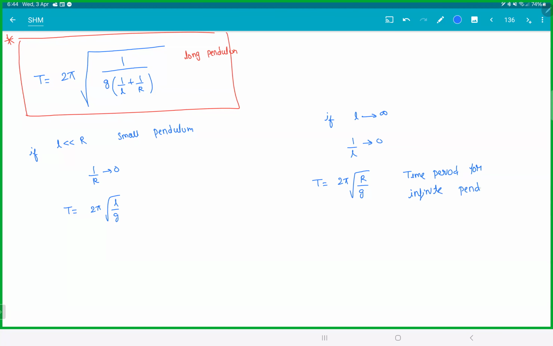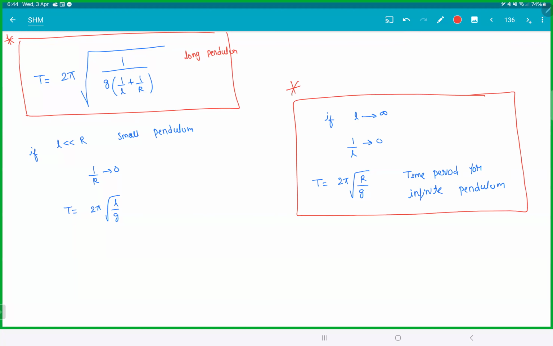If I give you L is equal to 2R, 3R, then put in the formula. This is a standard question. You can expect something in bits. Time period for infinite pendulum. In the options there will be an infinity. 2 pi root over R by g. Radius of Earth or radius of the planet. Check.